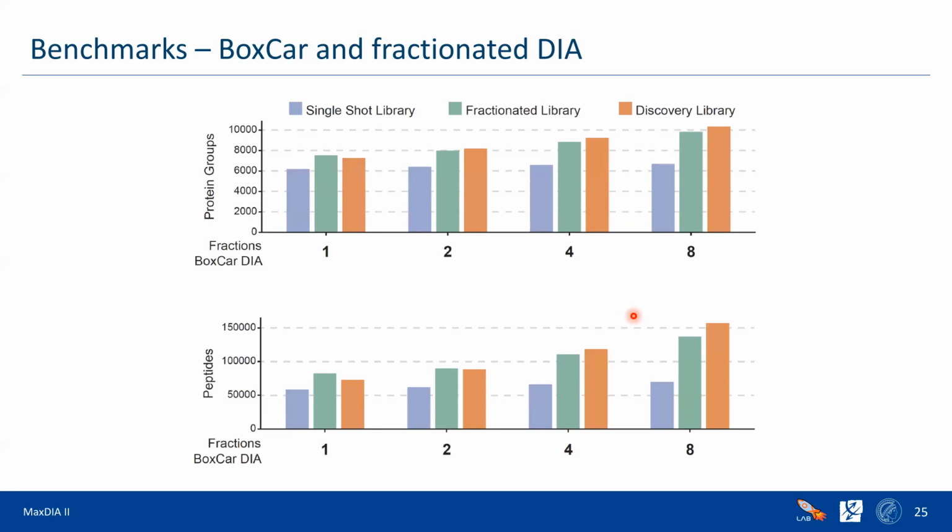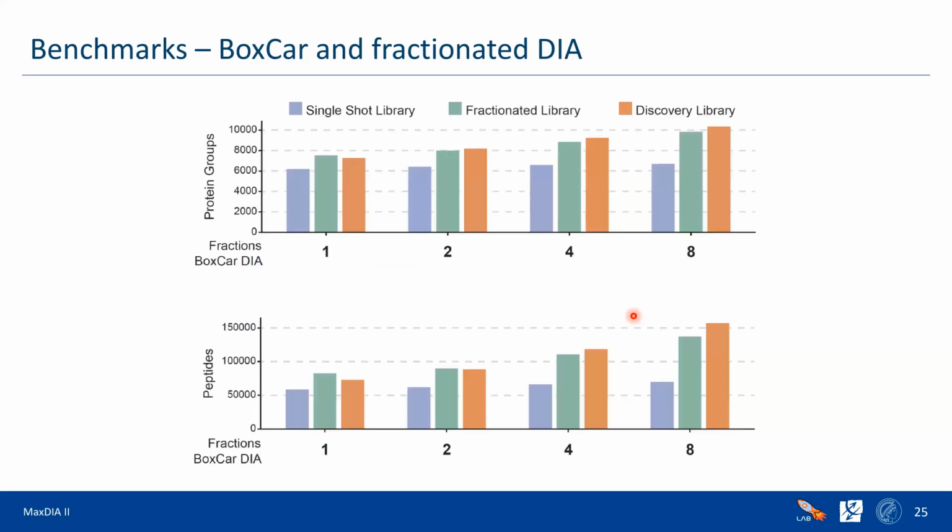We're just really trying to highlight once more that using fractionation for DIA is very advantageous, but it is advantageous when you're using either a fractionated library or a discovery library. But as you may understand, the discovery library comes for free. It's in silico predicted. For a fractionated library, you have to spend a lot of time. In this regard, the discovery library looks very advantageous.